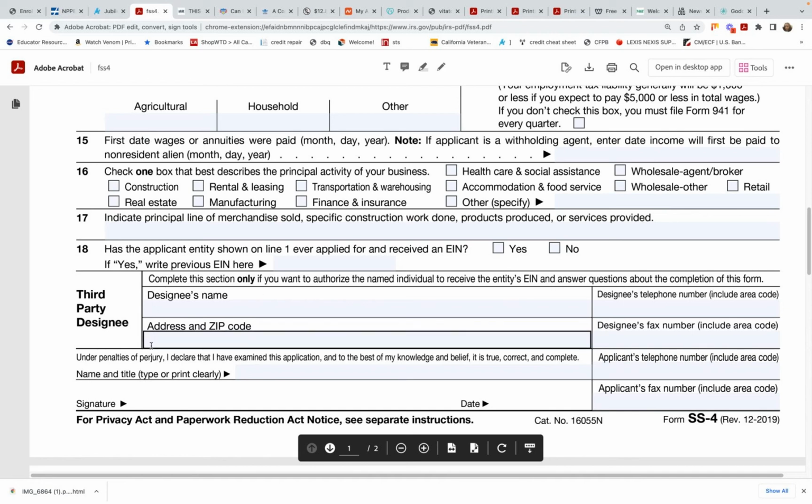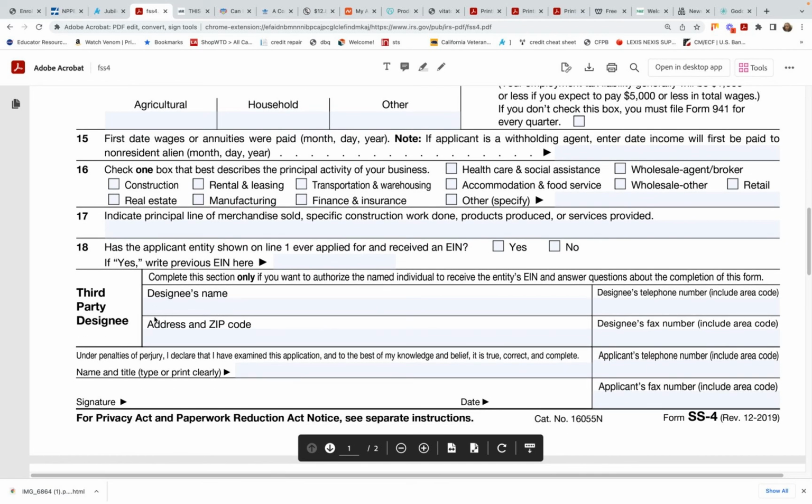Now, the most important piece of this form, and I know that's because we're right here at the bottom, is the third-party designee. The third-party designee is not the same as the responsible party. The responsible party, again, guys, is the individual that has access to the assets and liabilities. Basically, who has access to the money and will be handling the money. That is what the responsible party is.